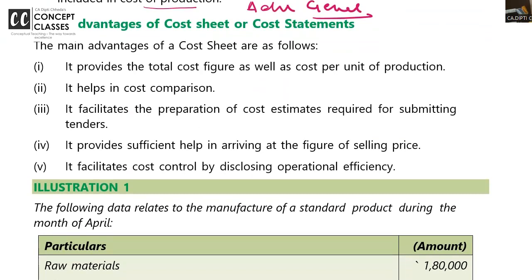What are the advantages of cost sheet? Your last theory question for 5 marks. It gives you all the total cost and per unit. It helps you to compare the standard and actual. It helps you to make your budget estimates.